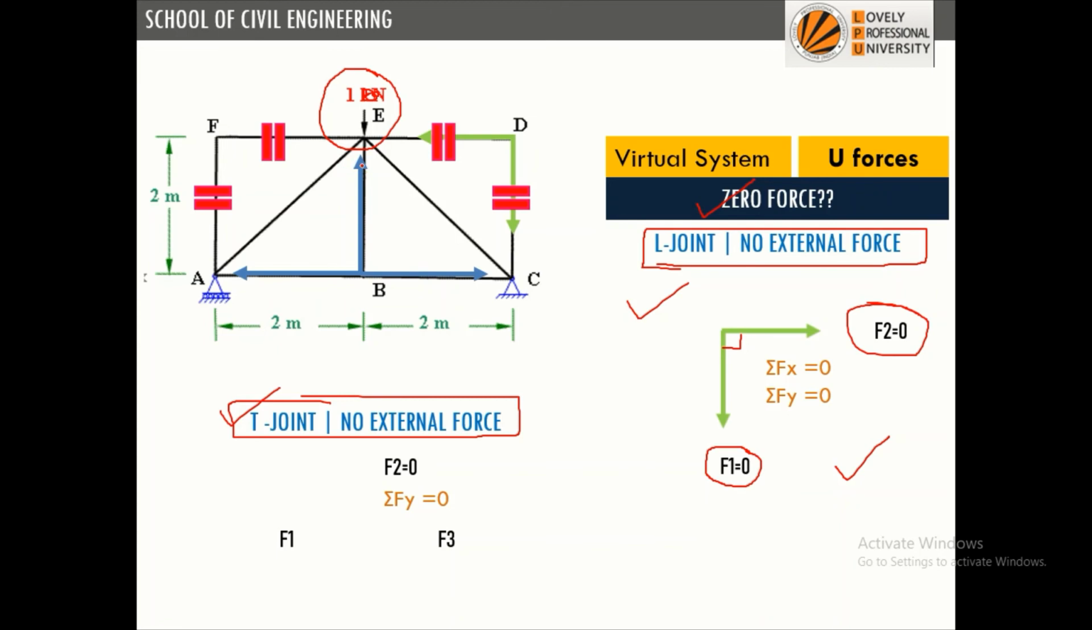Now we come to joint B. We find that it is a T sort of joint, meaning BA and BC members are collinear and the force in member BE is perpendicular to it. So we'll consider the equilibrium of this joint. When we do sigma Fx, we find that F1 is equal to F3, and from sigma Fy equal to 0, we will find that the force in this member will also be 0. So this is a shortcut to find the 0 forces in truss members.